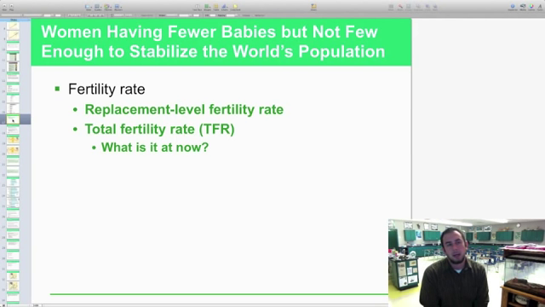Women are having fewer babies, but not few enough to stabilize the world's population. Our fertility rate has gone down overall in the past 50 years or so. We call this the replacement level fertility rate. When you replace somebody, you're replacing the things that were before you. So the replacement level fertility rate should be equal to, drumroll, 2, right? One for you and one for your wife, or vice versa, 2 to replace you when you die.